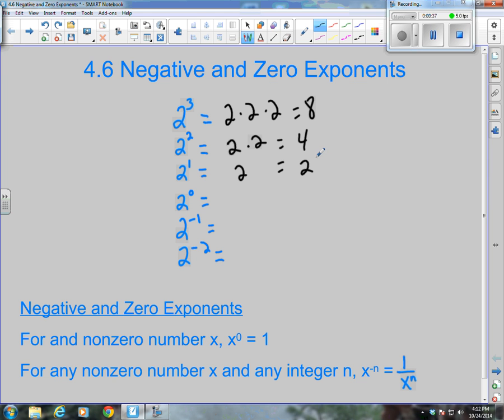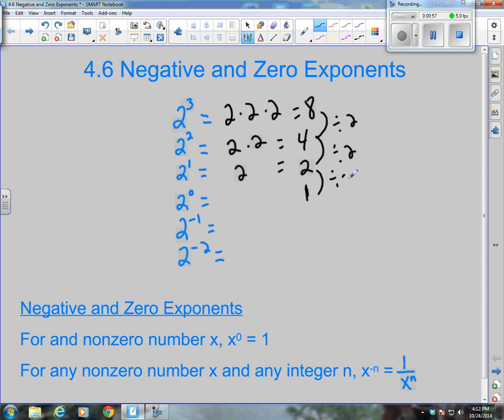Okay, so if I'm going up from 2 to 4, from 4 to 8, I'm actually multiplying by 2, because 2 to the fourth is going to be 16, and that's really 8 times 2. So if I'm going down, I'm actually dividing by 2, right? So 2 to the 0 power is equal to 2 divided by 2, which is 1, because I've got to keep with the pattern here.